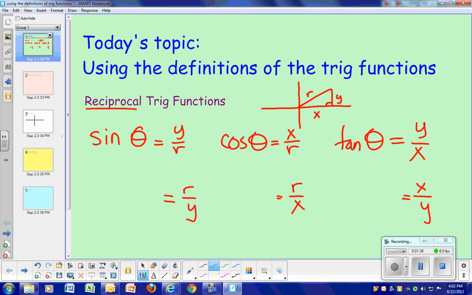The reciprocal of sine is cosecant. The reciprocal of cosine is secant. The reciprocal of tangent is cotangent. So that's actually from the most recent set of notes before this one, and you've used it in homework a little bit, but I just wanted to recap that one more time. The reciprocal trig functions are the ones that are the reciprocals of sine, cosine, and tangent. You just flip them over.